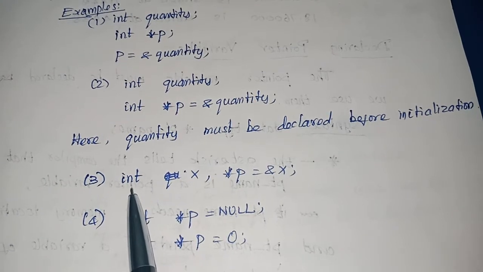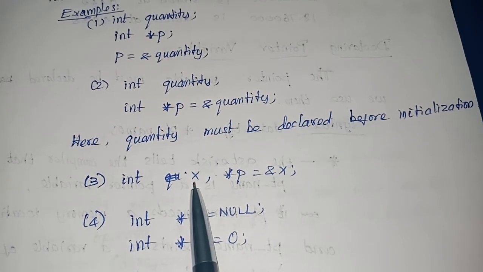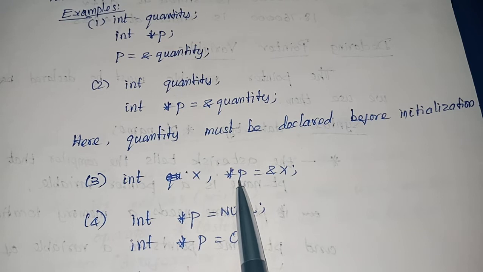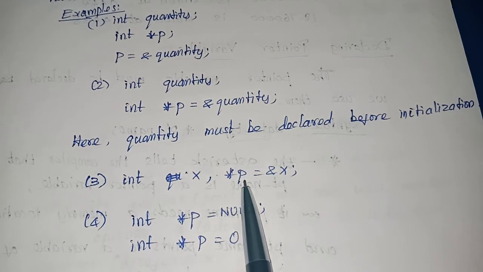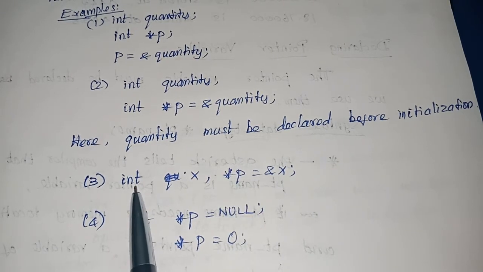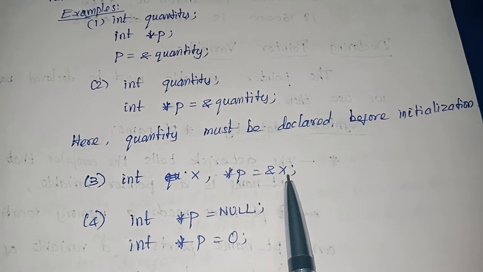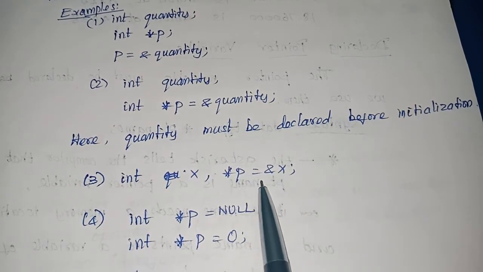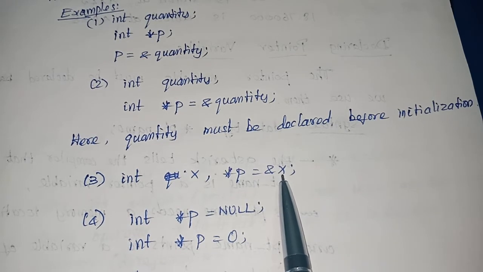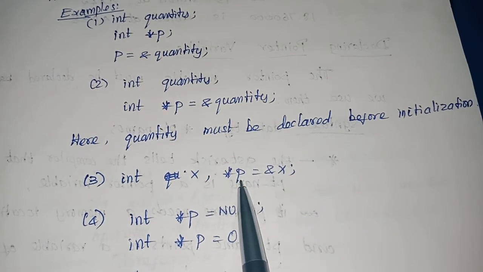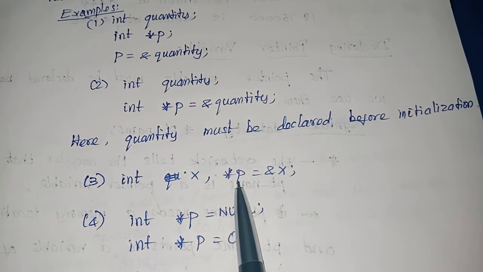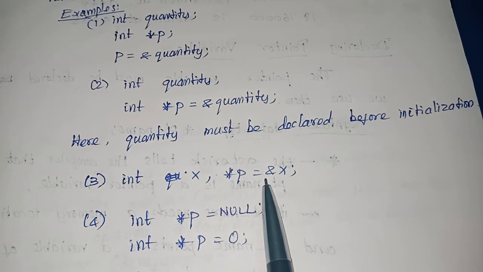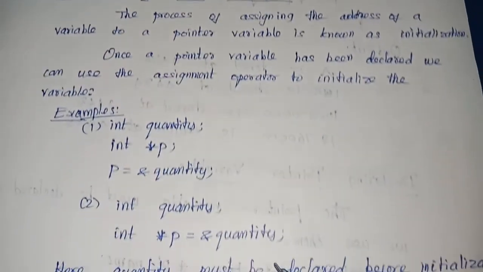Third one, int x is the integer variable. Following that, star P represents that P is a pointer variable belonging to int, which gets the address of x. Initialization of pointer variable. So the address of x is collected in P. So this is the declaration together with initialization. What's the difference between these two?